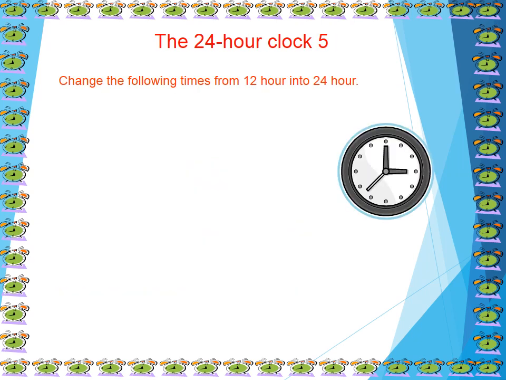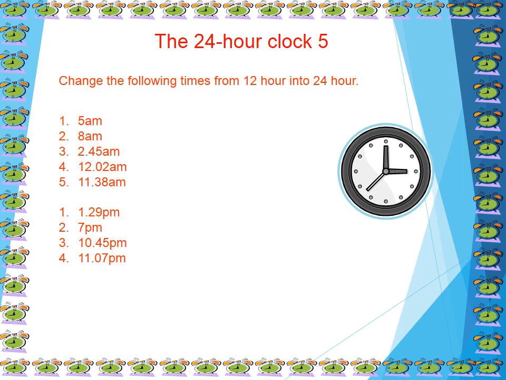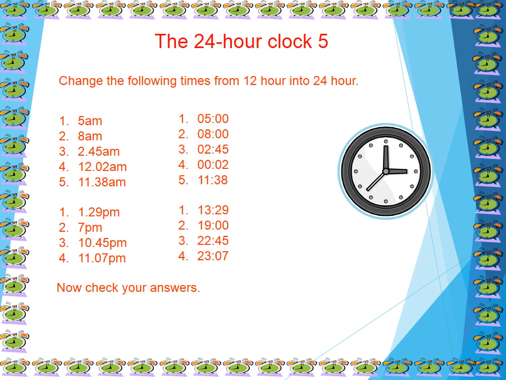Now it's your turn. Change the following times from 12 hour into 24 hour. First we have a.m. and the second group is p.m. Now try to solve it, but remember what? When we change from p.m. to 24 hours, we have to add how much? Yes, we have to add 12. So now check your answers.